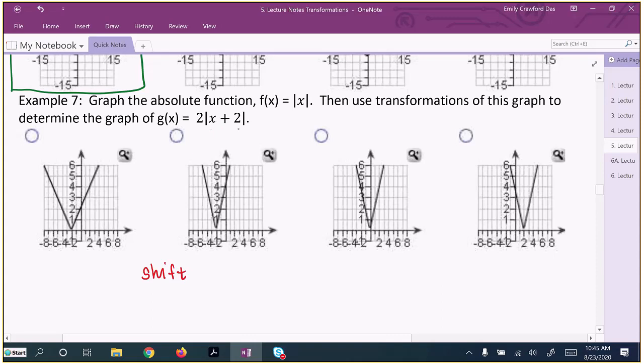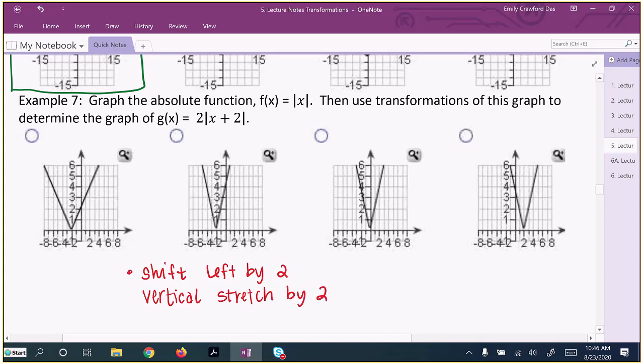Horizontal shifts are counterintuitive, so we're going to go left 2 units. Now I have a multiplication of the y-coordinate, so that's either vertical stretching or vertical shrinking. And I have to choose between stretching and shrinking. I know that transformations of the y-coordinate are intuitive, so since I'm multiplying it by 2, that should be a vertical stretch by a factor of 2.